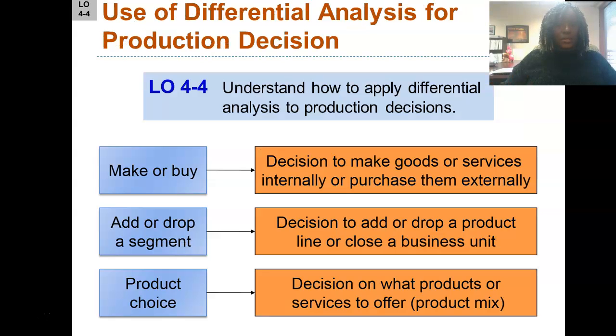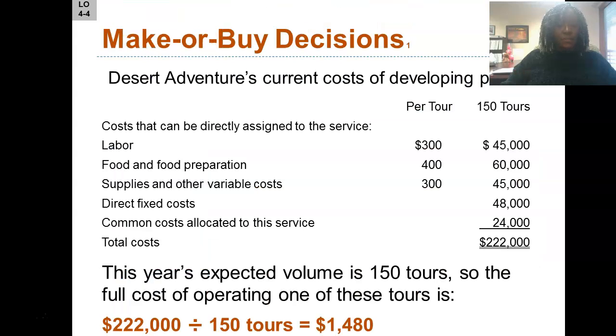So how do we use differential analysis for the production decision? Well, we want to determine if we should make it or buy it, the decision to make goods internally or outsource. Should we add a product line, or should we add a business unit? Should we decide on this product that offers or a combination of products? Those are the types of decisions that you'll have to make, and you'll be using financial information to make those decisions. So if we use an example, we want to take the tour example.